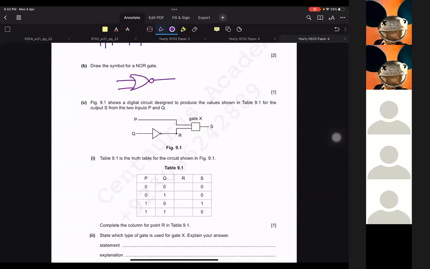So where is P? This is P, this is Q. So when P is 0, Q is 0. So R will be, when Q is 0, R will be 1.